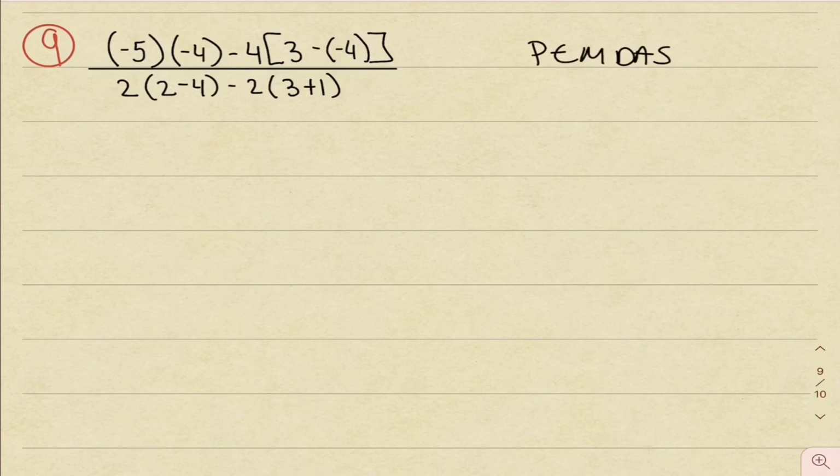Now in this expression, I have multiplication, I have division, subtraction, addition, and parentheses. So I'm going to go ahead and work inside of parentheses first. I have parentheses here and on the bottom. So I'm going to rewrite negative 5 times negative 4 minus 4. Now inside of brackets, I have 3 minus negative 4. Don't forget the 1 over here.